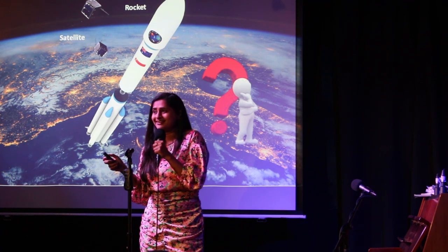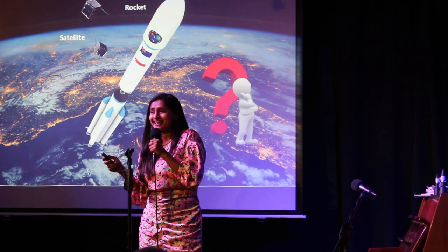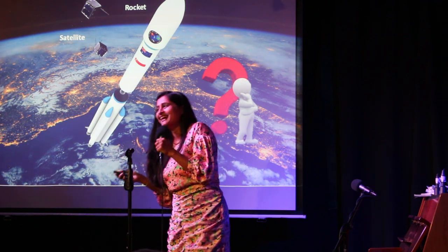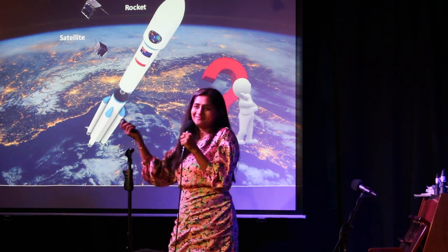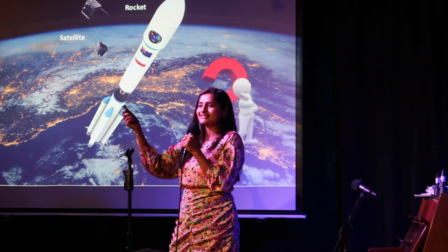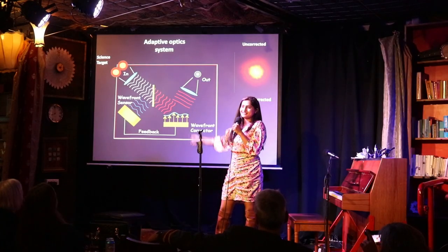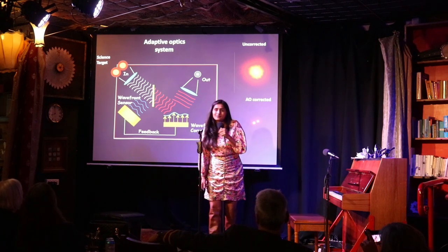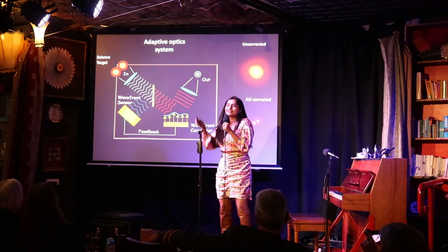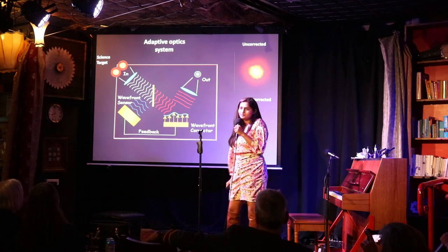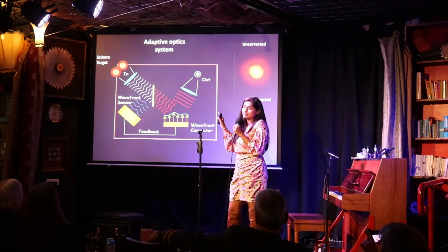What do you think? Yes or no? Maybe. Yes, there is that magic, and its name is adaptive optics. This is the system called adaptive optics, which can take out the atmosphere's effect when we see any object in the sky. This is a very simple system.